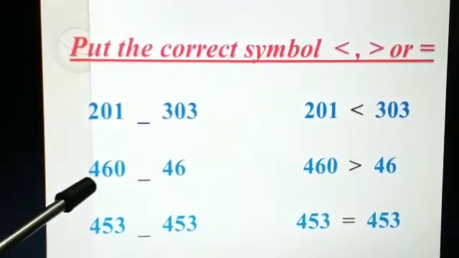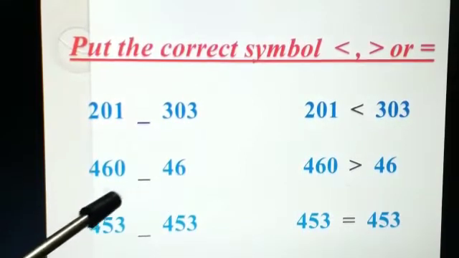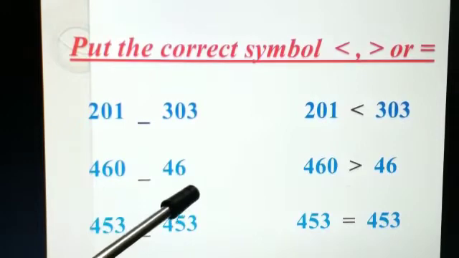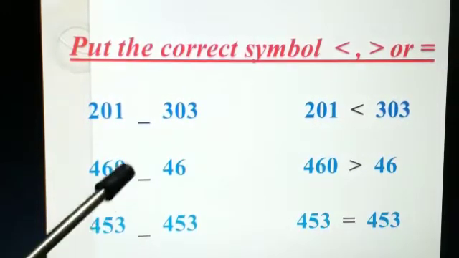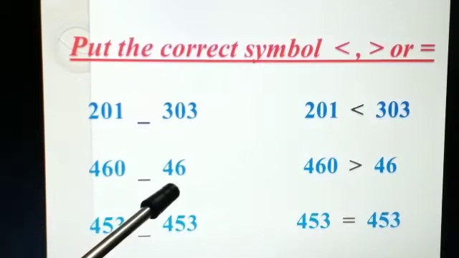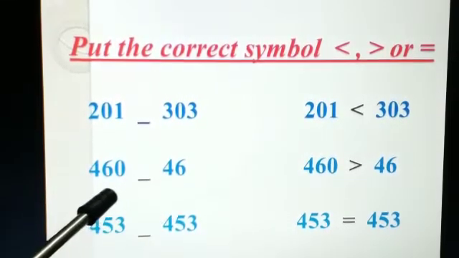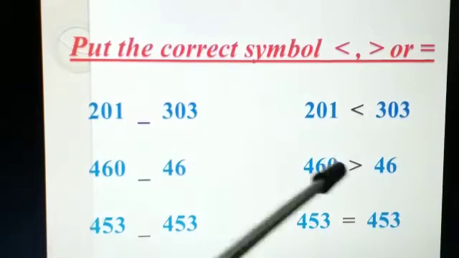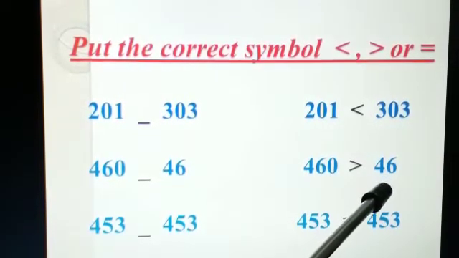Next is 460 and 46. So remember what was the first rule? Yes, we have to count the digits first. Here in 460 there are 3 digits. And in 46 there are 2 digits. So the number having more digits is the greater number and the number having fewer digits is the smaller number. That means 460 is greater than 46.